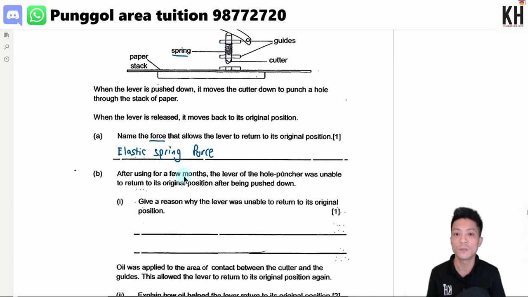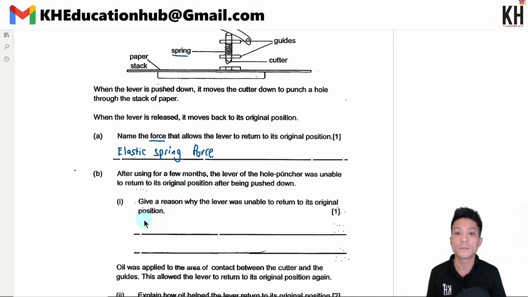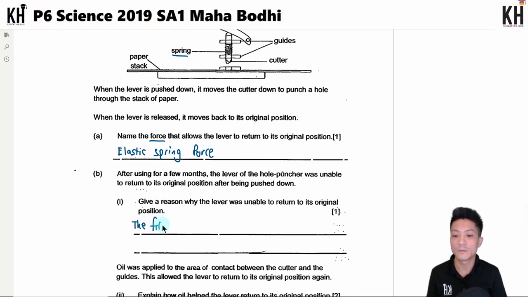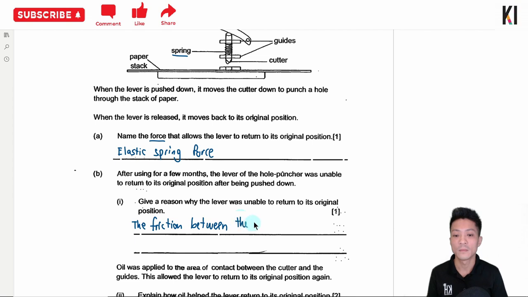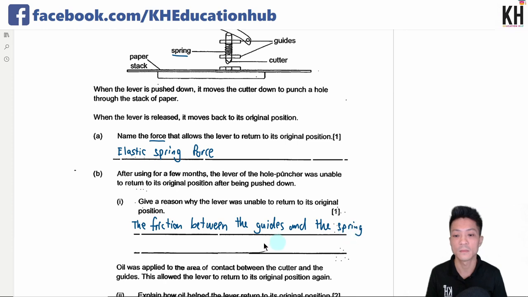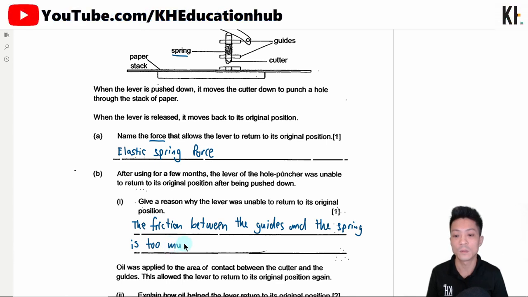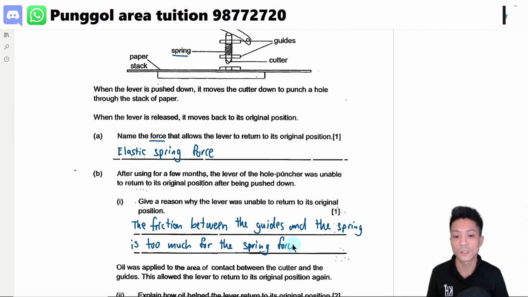The guides and the spring. Okay, so the frictional force is too big for the elastic spring force to overcome. Okay, the friction between the guides and the spring is too much for the spring force to overcome.